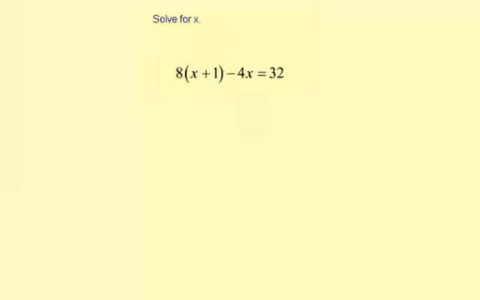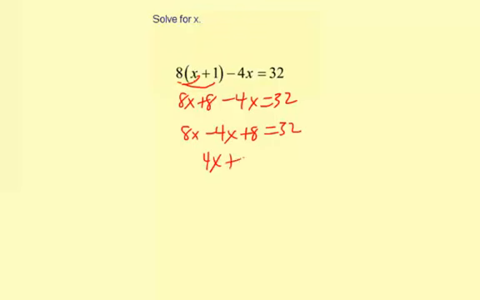All right, so first I'll distribute the 8. So 8 times x is 8x, and then 8 times plus 1 is plus 8. Then we have minus 4x, and then equals 32. So then I'll rewrite the equation, getting ready to combine like terms, 8x, and then minus 4x, and then plus 8, using the commutative property of addition, equals 32. Now 8x minus 4x is 4x, and then plus 8 equals 32.